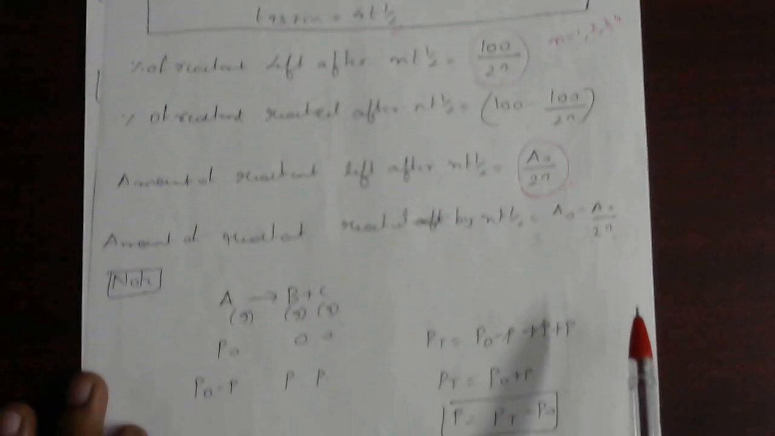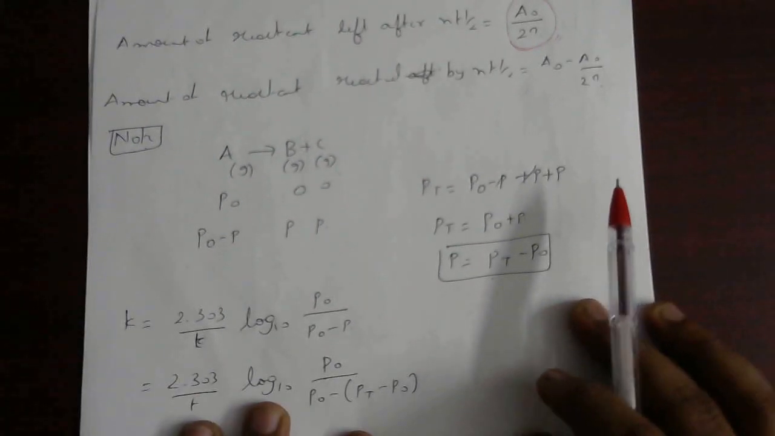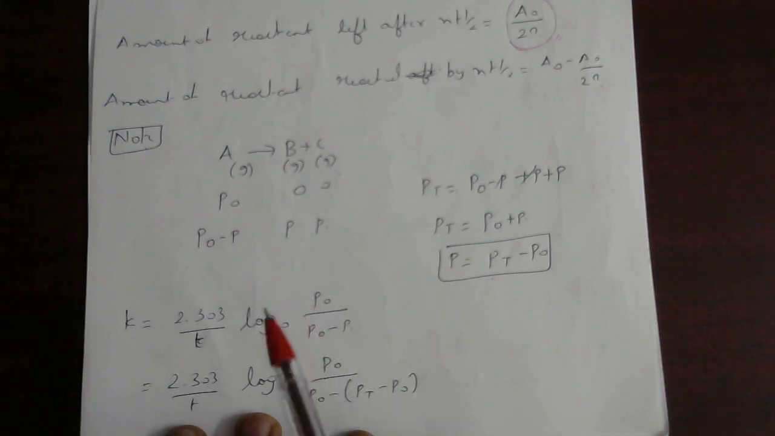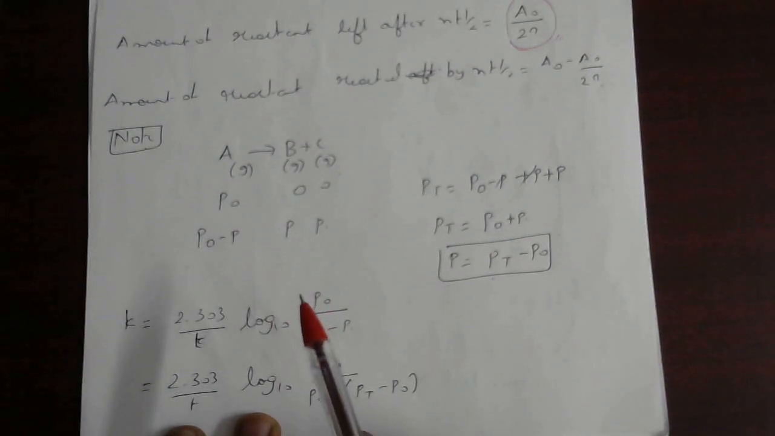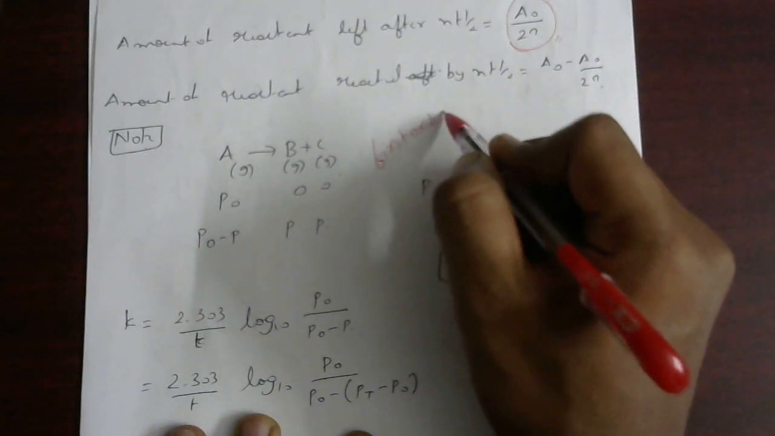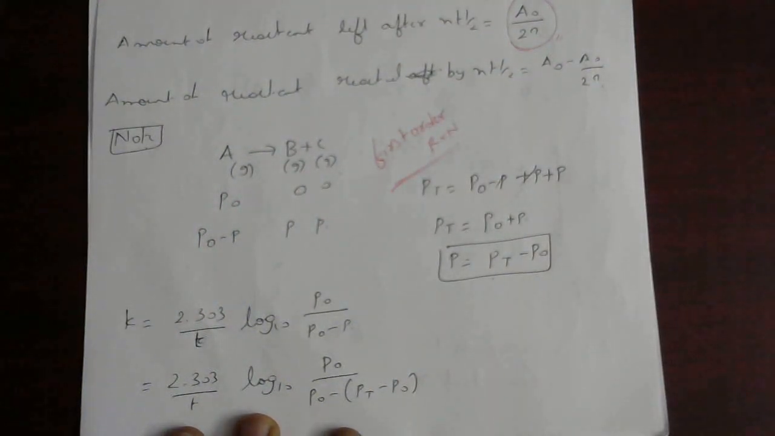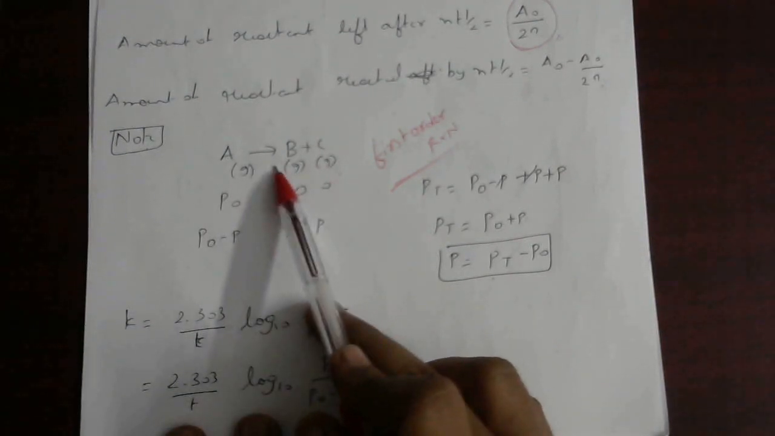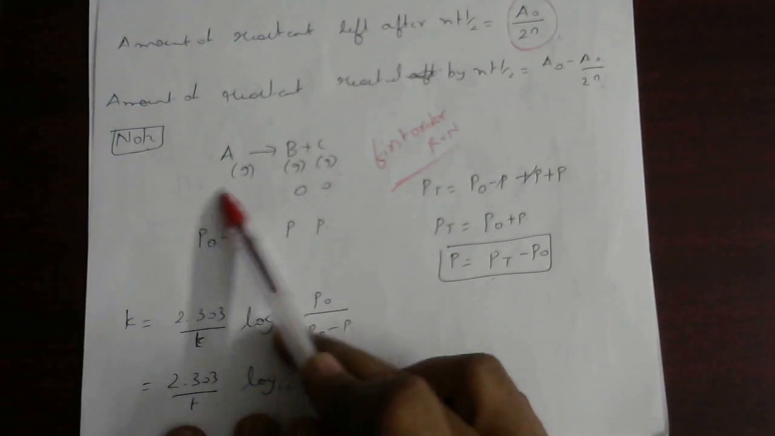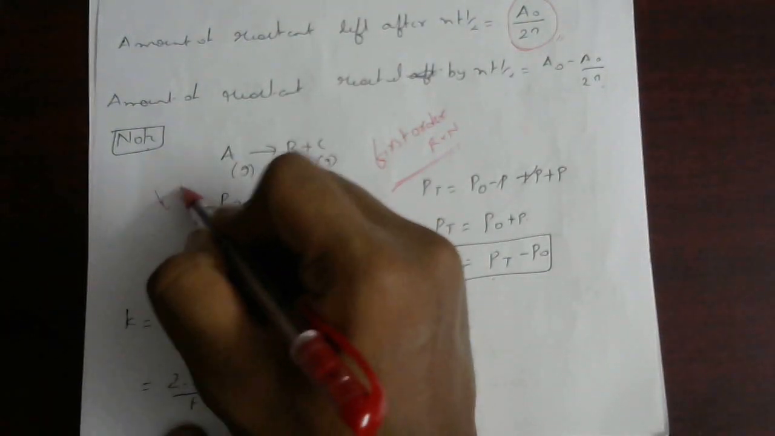Let us go to the next case. Here one more very important point, guys, in case of first order reaction: we have to go with respect to gases also. Questions can be asked here. A gas gives rise to B plus C. Initial pressure, let us take P naught, 0, 0. We already know at time t equal to 0.